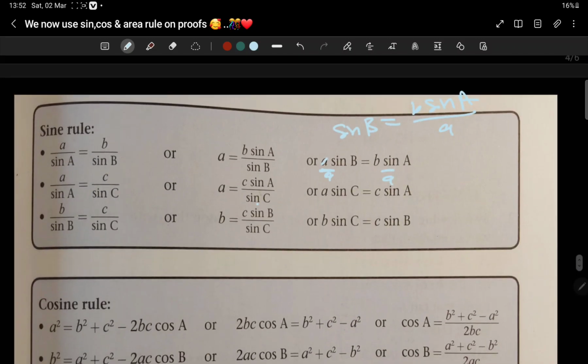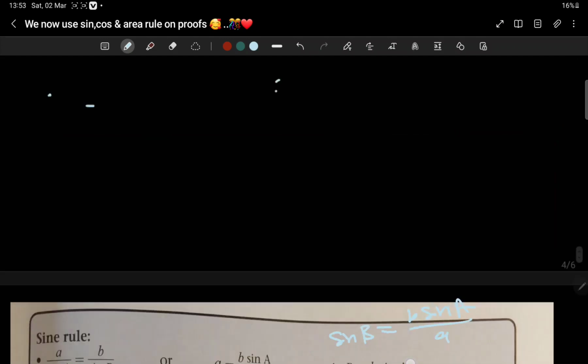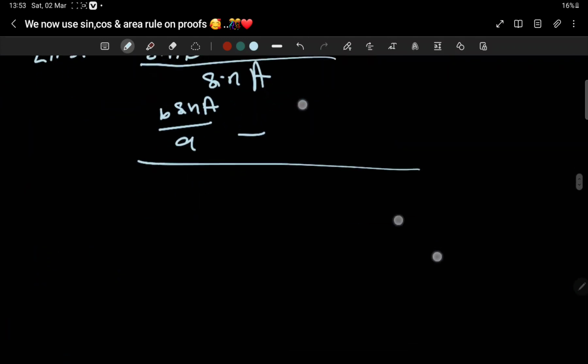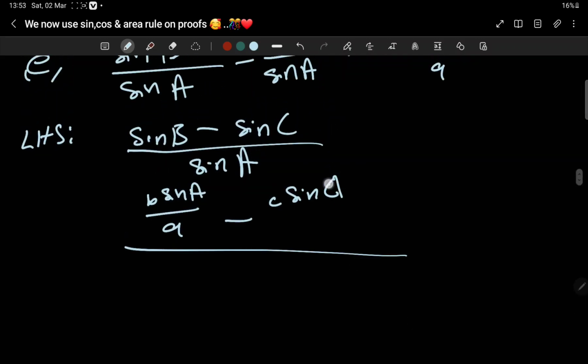Then for sine C, the same thing. You divide both sides by a, and a cancels. So you have sine C equals c sine A over a. So it's c sine A over a.